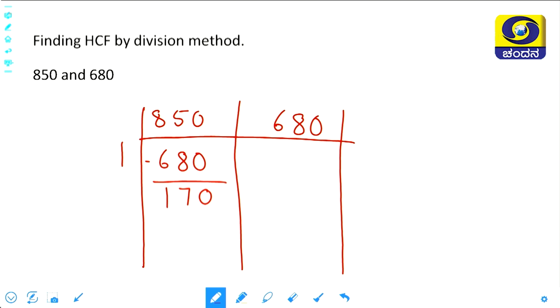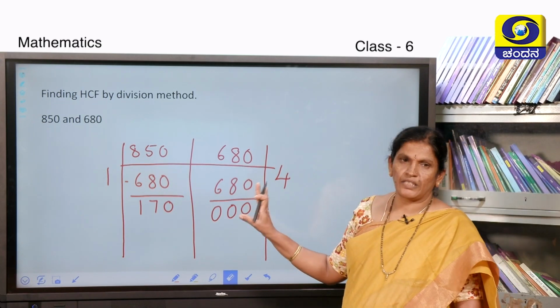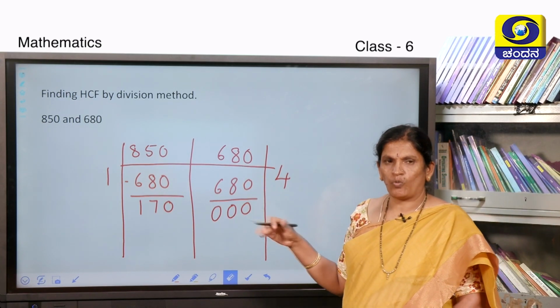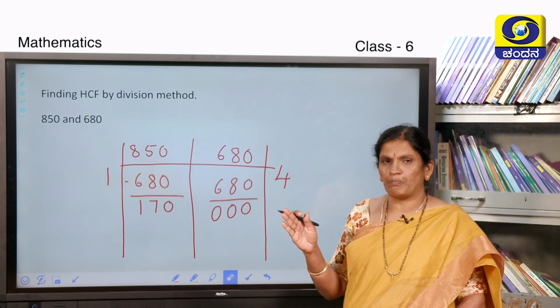Now, among these two, 170 and 680, 170 is the smaller number. So, 170 into 4, this is the quotient. 4 into 0, 0, I am multiplying this 4 with 170. So, 4 into 7, 28, 2 carry, 4 ones are 4 plus 2, 6. So, here remainder is 0. So, which is HCF here? 170 is the HCF. Children, this division method we can use while simplifying fractions into simplest form.